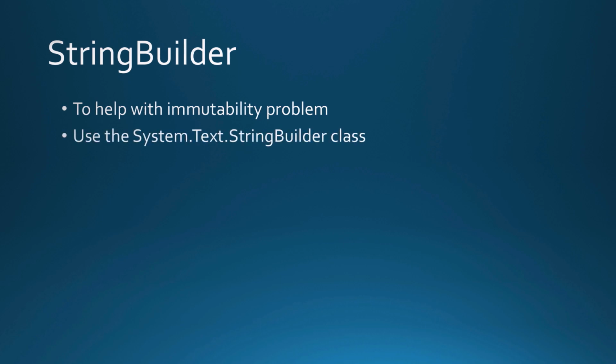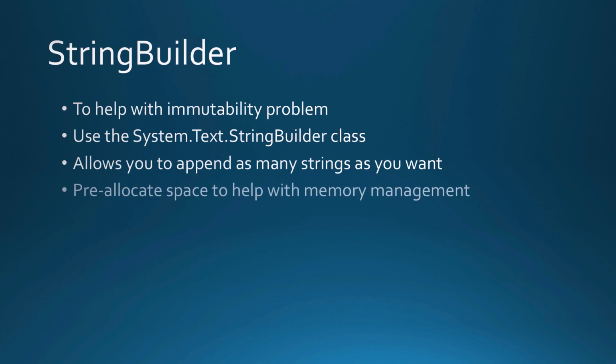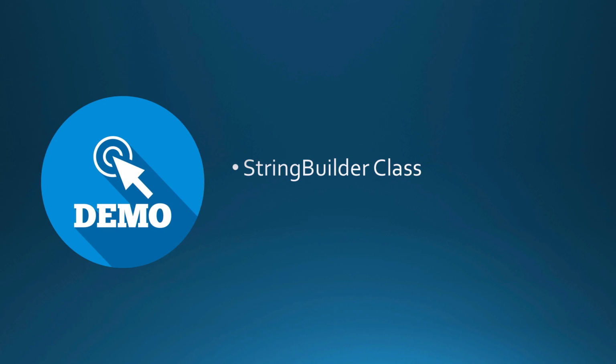Now let's take a look at the StringBuilder class. You're going to use this class a lot, and this is to help us with that string immutability problem. It's in the System.Text namespace, and it allows you to append as many strings as you want. It pre-allocates space to help with memory management. So even though you say, hey, I'm going to create a string here that is 10 characters long, if you know that you're going to concatenate other things to it, put it in a StringBuilder. StringBuilder will pre-allocate space. In fact, you can even specify how much space you wish to pre-allocate if you kind of know how much data is coming in. So let's take a look at a simple example of the StringBuilder class.